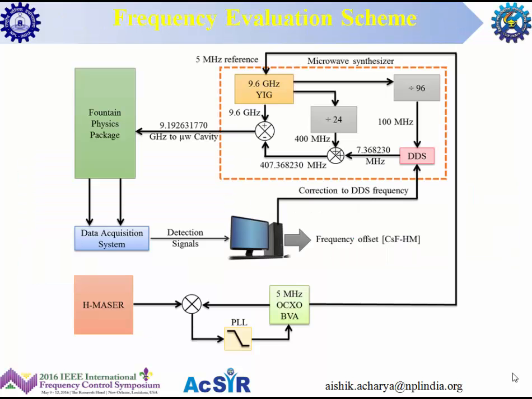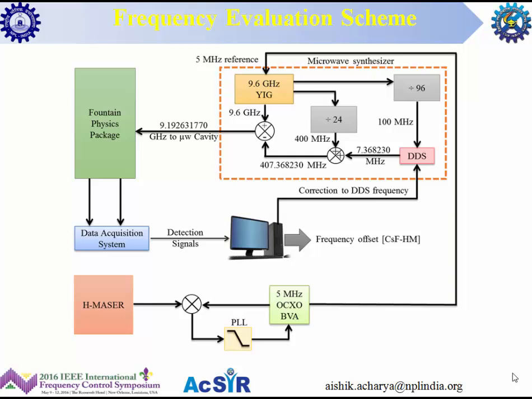This is our frequency evaluation scheme in detail. This is our microwave synthesizer, which produces 9.192 gigahertz and transfers it to the fountain physics package. And we have a hydrogen maser which is phase locked to an OCXO, which is further referenced to this microwave synthesizer.